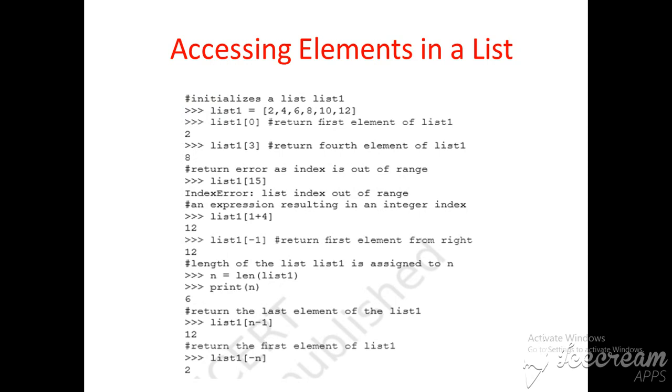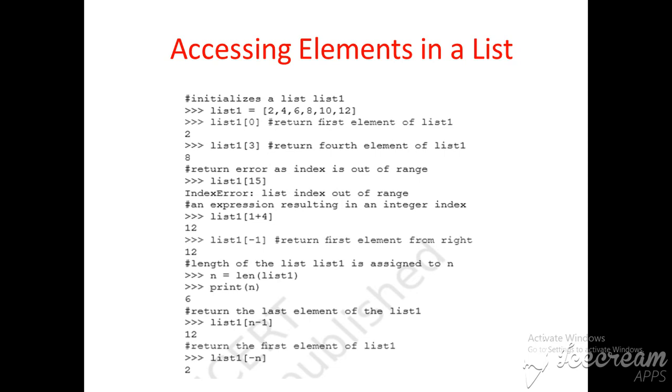Then how to access the elements inside the list. We can use the index. We already studied the index, like a string index. Index starts from 0. So list1 is equal to 2, 4, 6, 8, 10, 12. Then list1 of 0 means the first value, 2. list1 of 1 means 4, list1 of 2 means 6. So the index starts from 0. list1 of 3 means 0, 1, 2, 3, so 8 is returned. That is how we access the elements inside the list.